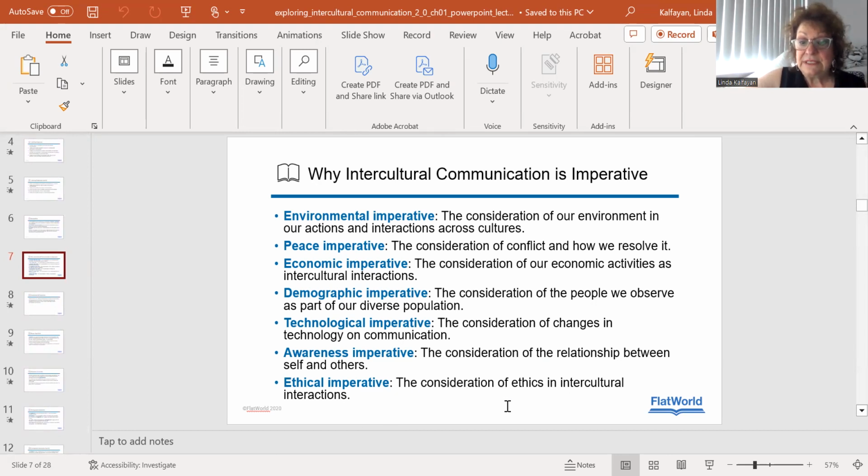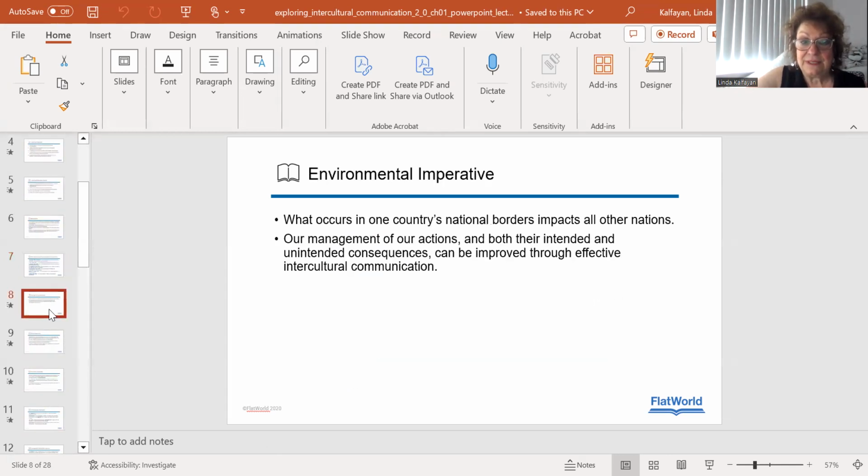Ethical imperative, the consideration of ethics in intercultural interactions. And ethics is the hardest word to define, so you may have to look that one up. But we do have morals and values and being an ethical member of society, what that means. Each one of these we're going to go into specifically.